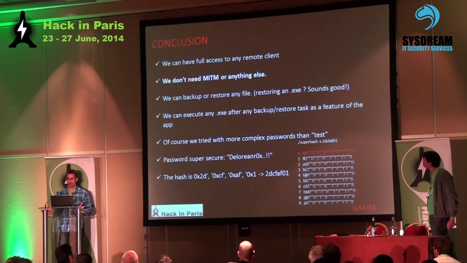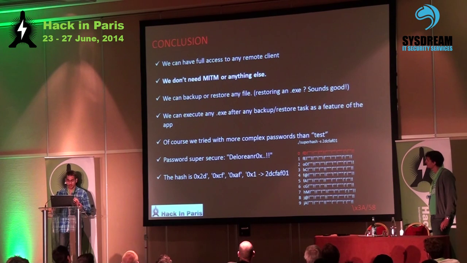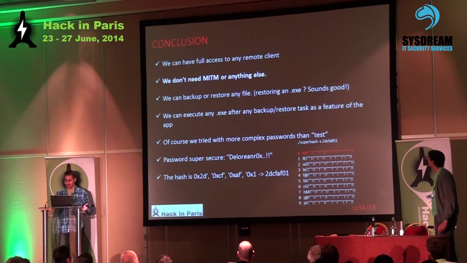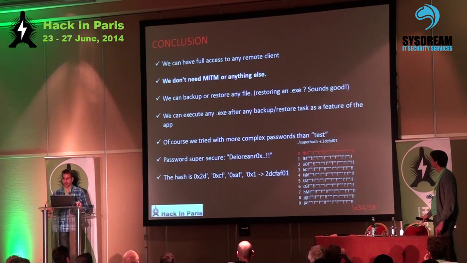So with this, we can have full access to any remote client, anyone. We don't need man-in-the-middle or anything else. We can back up or restore any file, for example, restoring an executable. Sounds good, right? We can execute any executable after any backup restore task, as a feature of the application. So we can have remote code execution because of this feature.